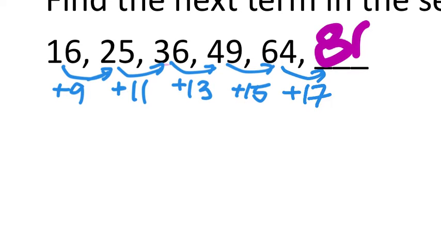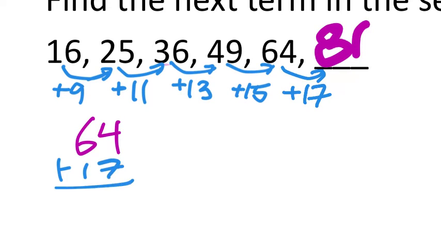and add 17. So you got 64 and add 17. So there's 11. 1 plus 6 plus 1 is 81. There it is. That's the same number that we got right there. So that's 2 different ways to do it.